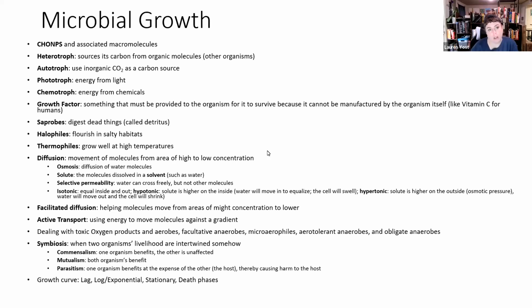Well, heterotrophs like you and I, we source our carbon from organic molecules that typically come from other organisms that fixed that carbon to make it an organic molecule. Because autotrophs, like plants, use inorganic carbon, in this case carbon dioxide, as their carbon source. They don't get their carbon from other organisms or other organic compounds. They fix that inorganic carbon and create organic molecules from that. And that's where we get our carbon from, by eating things like plants that have already done that for us.